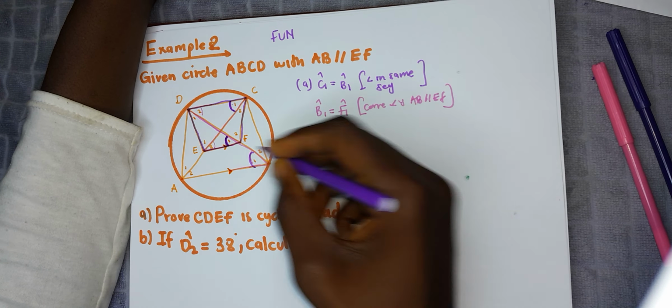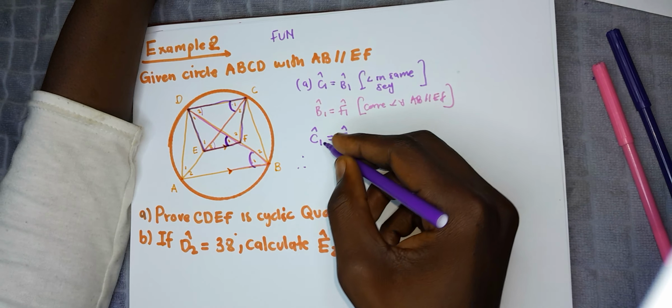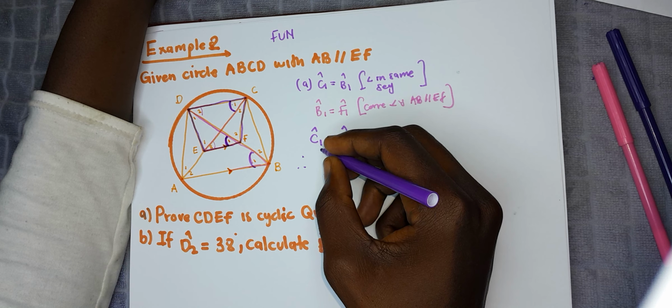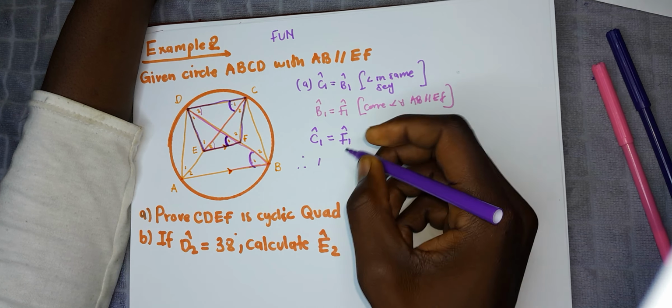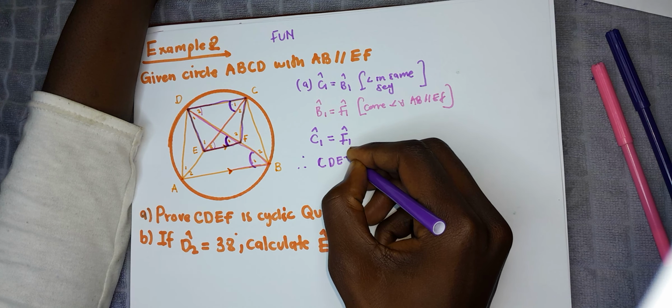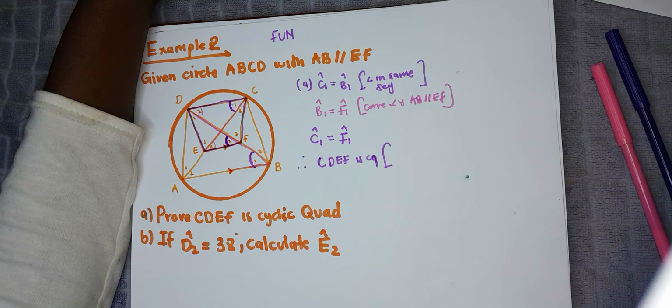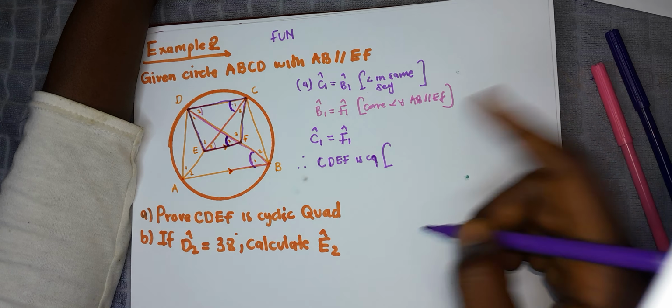So therefore, we can conclude from this one, guys, that CDEF is a cyclic quad. Why do we say that this is a cyclic quad?